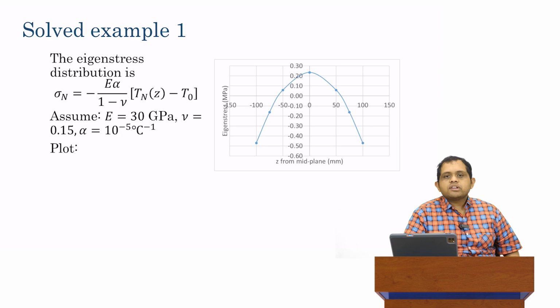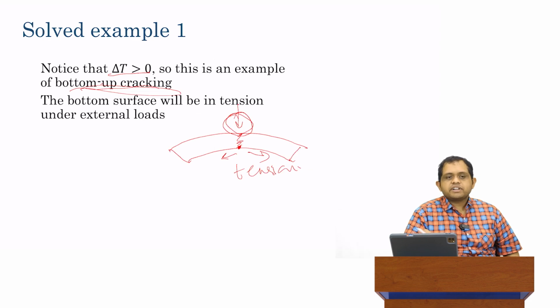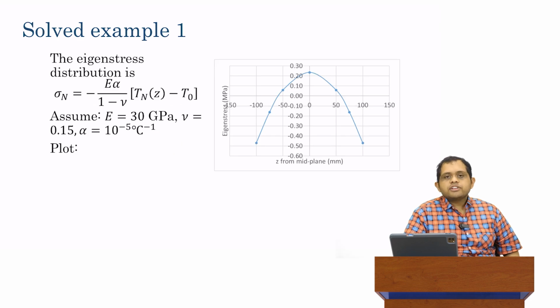But let's also now consider the eigenstress. The bottom-up fatigue discussion which we had is purely based on the concept of curling stresses. So when I said this is a tensile stress over here, that's a tensile curling stress. Now let's look at the eigenstress, because that's an additional contribution that we have. The formula for eigenstress is what's shown over here. It's E alpha over 1 minus nu, times Tn of z minus T naught.